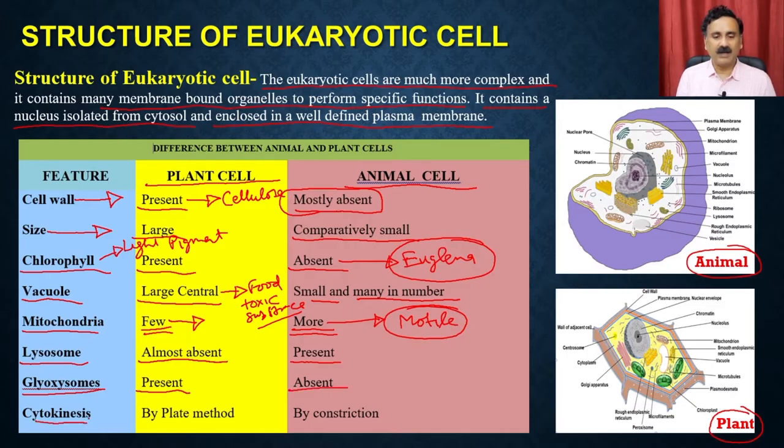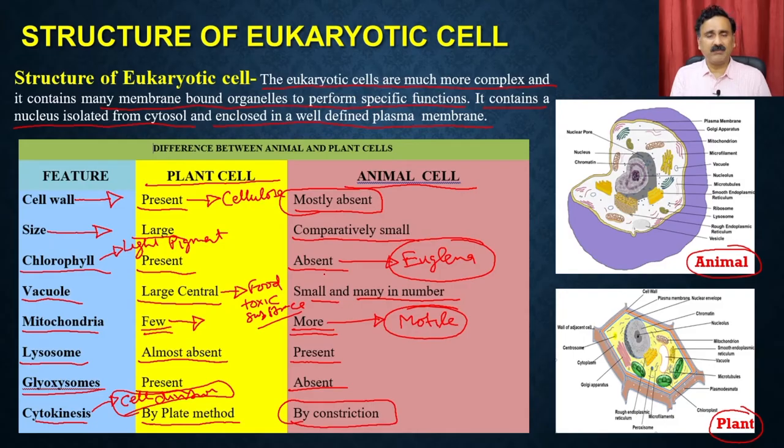Then you have the cytokinesis. Cytokinesis means the cell division. This we are going to discuss in due course. So the cytokinesis is the cell division. Cell division is always by the plate method in the case of plant cells, whereas it is going to be by constriction in the animal cell.